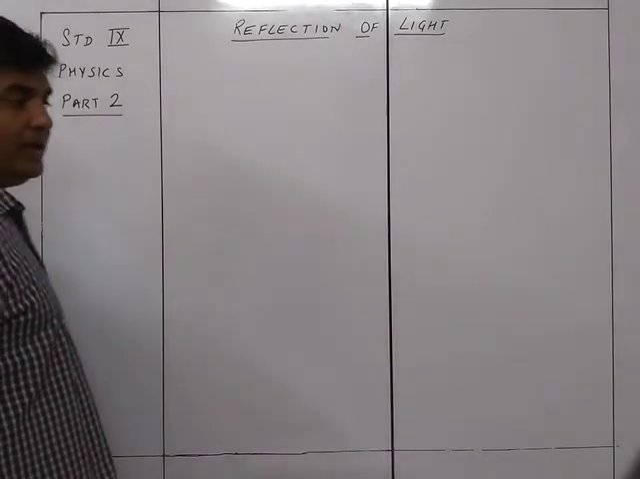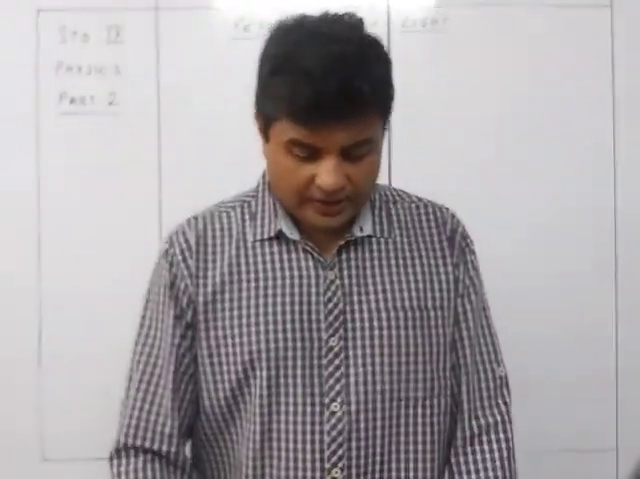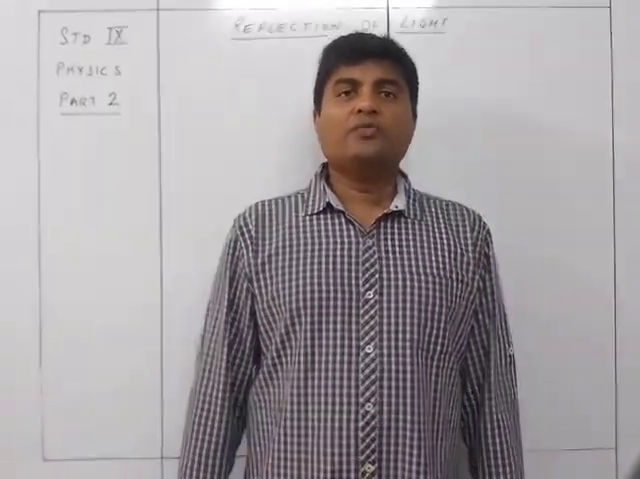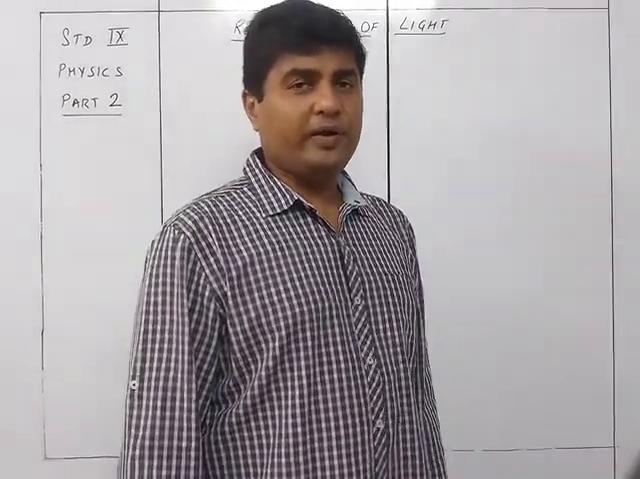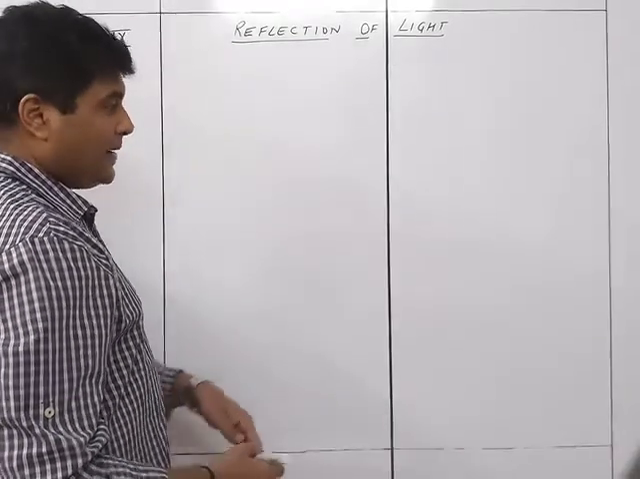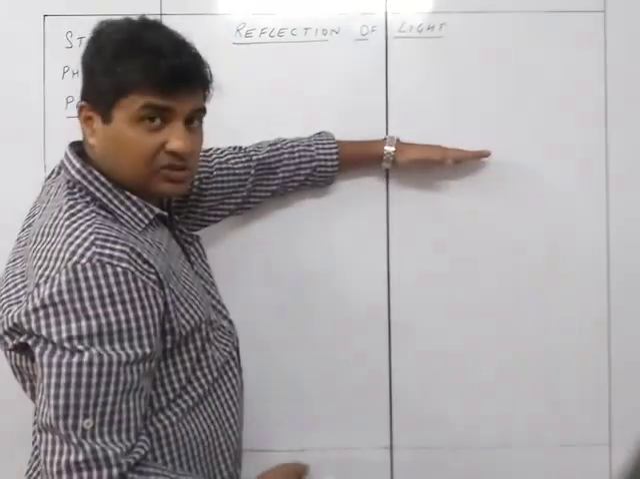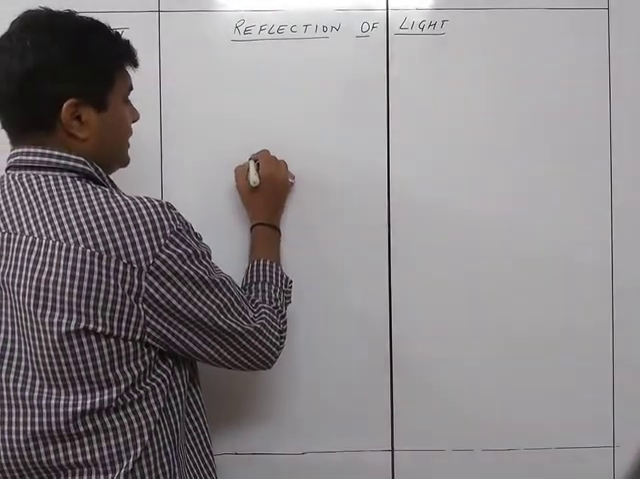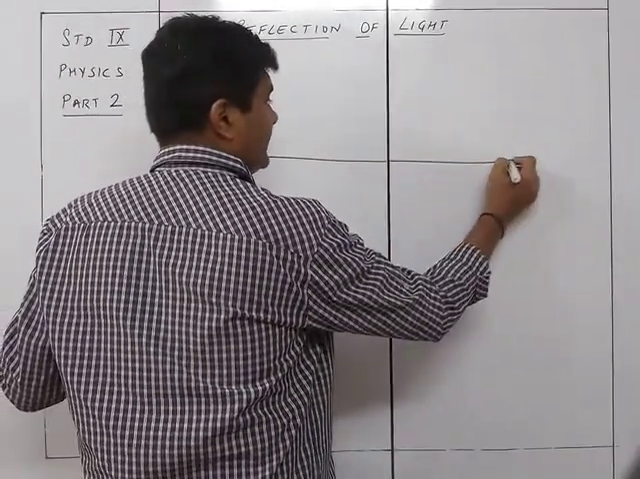So we just saw the laws of reflection. Now we see the experimental verification of the law of reflection. For this experimental verification, suppose this is a plain paper. Onto this plain paper, I am going to place a mirror like this. So let's consider that this is a mirror placed in this manner.